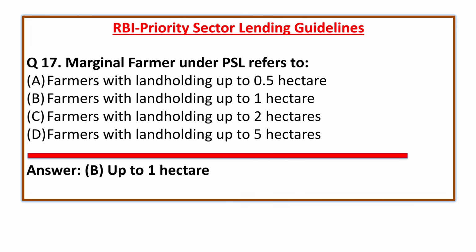Question 17. Marginal farmer under PSL refers to farmers with landholding up to 0.5 hectare, farmers with landholding up to 1 hectare, farmers with landholding up to 2 hectares, farmers with landholding up to 5 hectares. Answer. B. Up to 1 hectare.